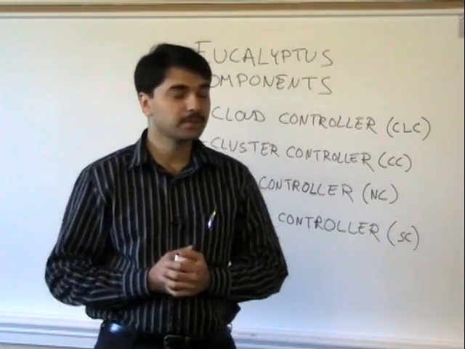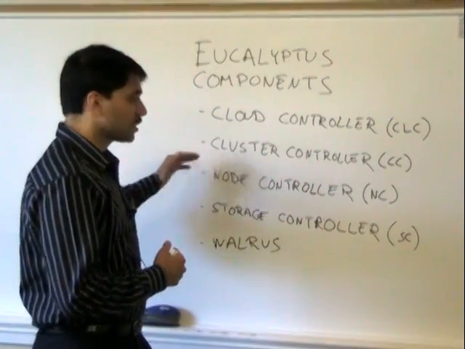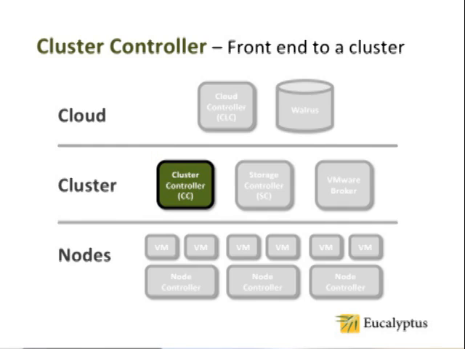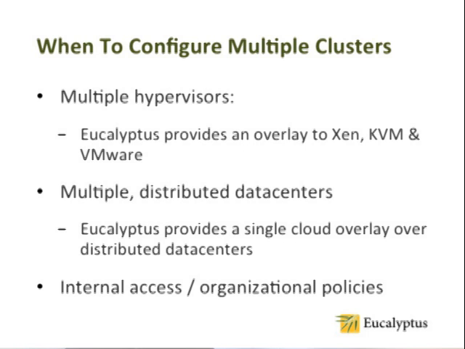The second component is called the cluster controller, which is the front end or the entry point to a cluster. Your Eucalyptus cloud itself could be sliced into multiple clusters, and there are various reasons why you may want to have multiple clusters. One, you have multiple hypervisors, and Eucalyptus can overlay on top of different kinds of hypervisors like Xen, KVM, or VMware, and these hypervisor environments can appear as different clusters in your Eucalyptus cloud.